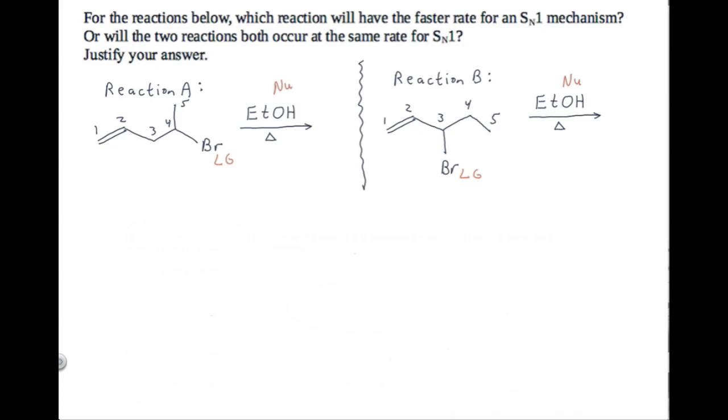We should label our alpha carbon. The alpha carbon in this picture is carbon 4. And in this picture, the alpha carbon is carbon 3 because those are the carbons that are attached to the leaving group. Now we should determine the mechanism.